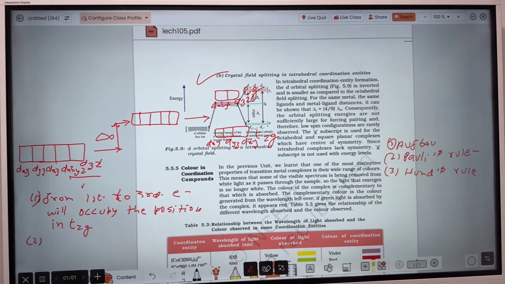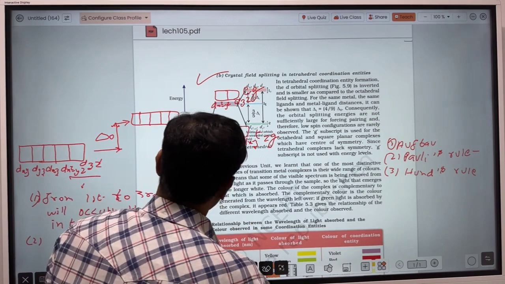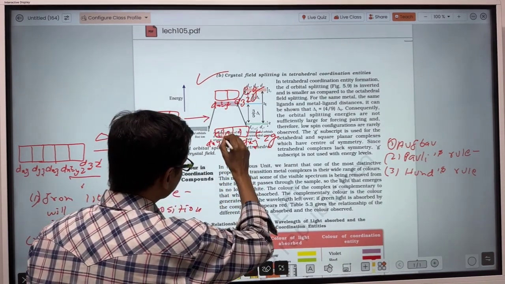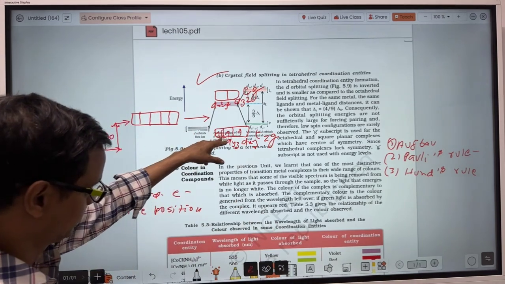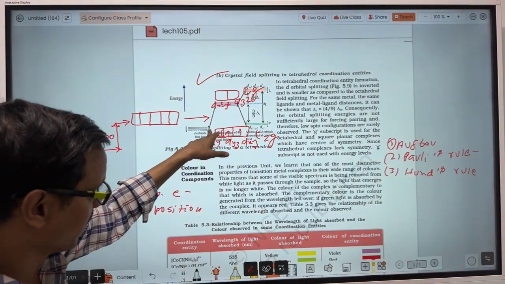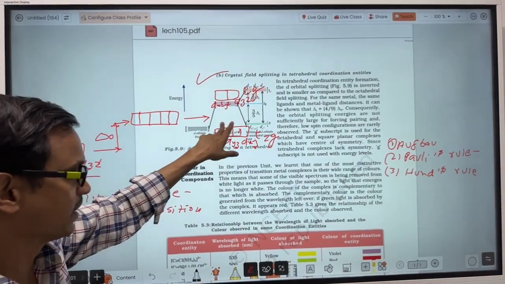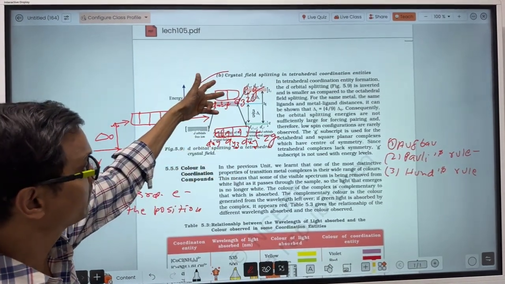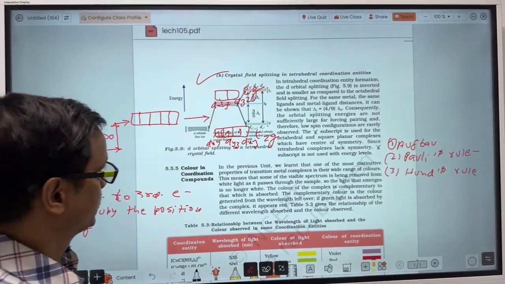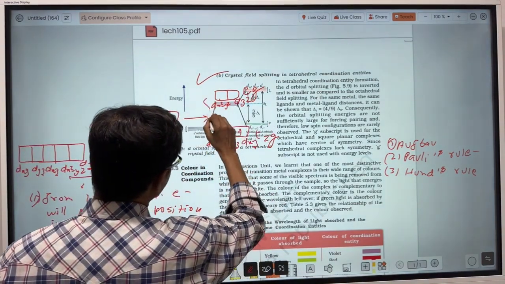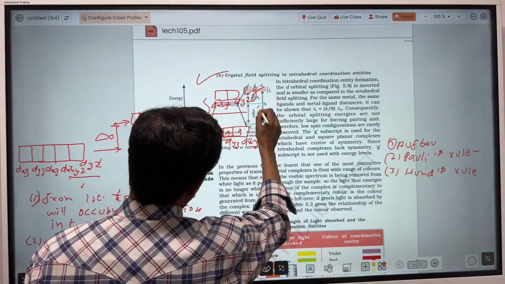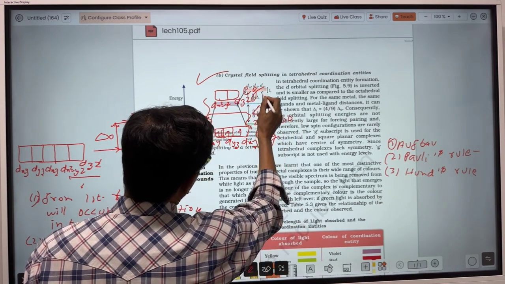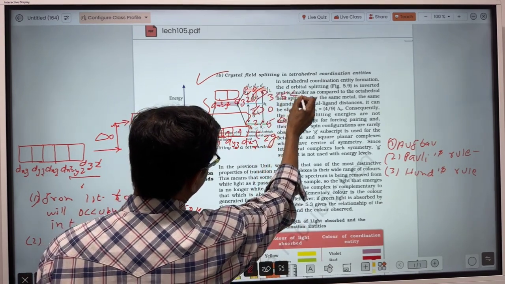Now then, after that is the fourth electron. What happens here? When the fourth electron occupies here, the energy required for pairing the electron will be less than that of the Eg level, delta O. The difference of this one is delta O. Here, this one is 2 by 5 delta O and this one is 3 by 5 delta O.